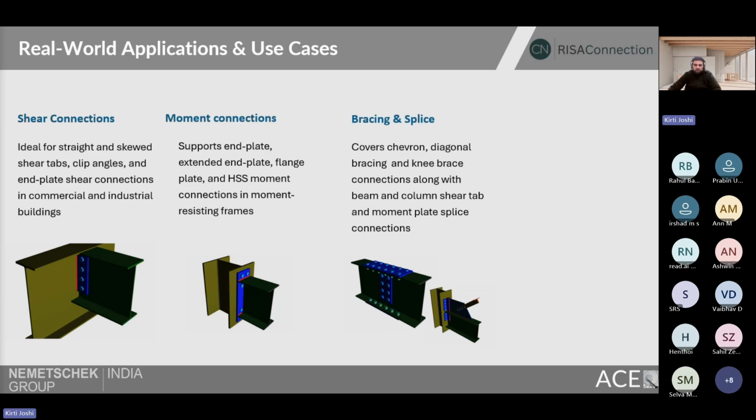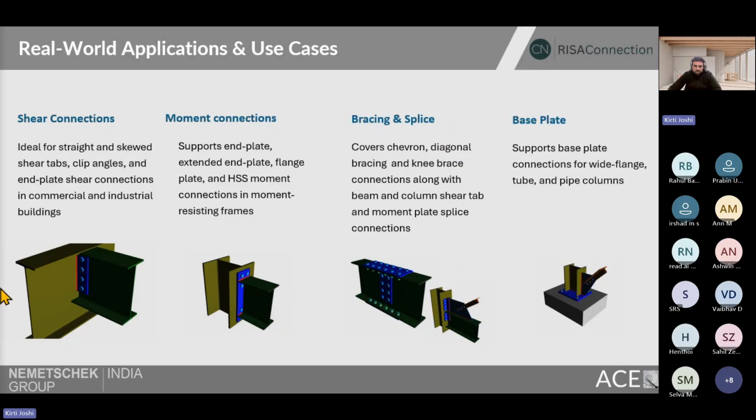or knee bracing, where axial force governs the design, along with splice connections, whether it's a beam or column splice, which are unavoidable in projects due to fabrication, transportation, or erection constraints. You can model a column shear tab splice, a beam moment plate splice, a column moment plate splice, a column extended end plate splice, or a column direct weld.